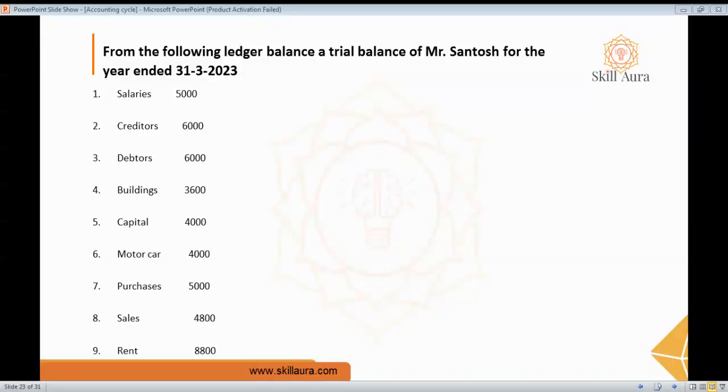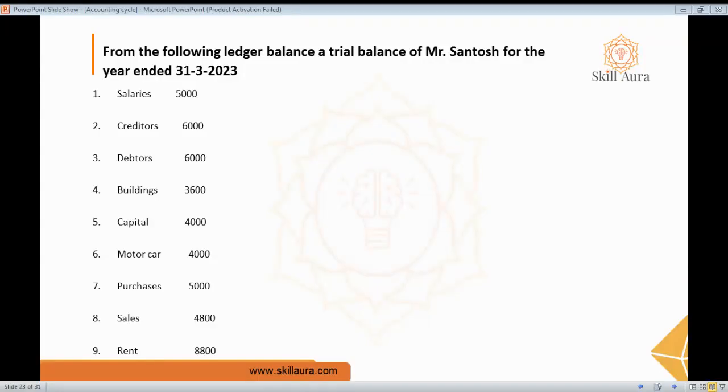Like the salary will be 5,000, credit will be 6,000, debit will be 6,000, and building will be 3,600, capital is 4,000, and motor car is 4,000. Purchase is 5,000, sales are 4,800, and rent is 8,800. So you're going to balance it. You go and post the balance amounts which belong in the debit column, and those which you are going to post in the credit column. This is how you balance it.